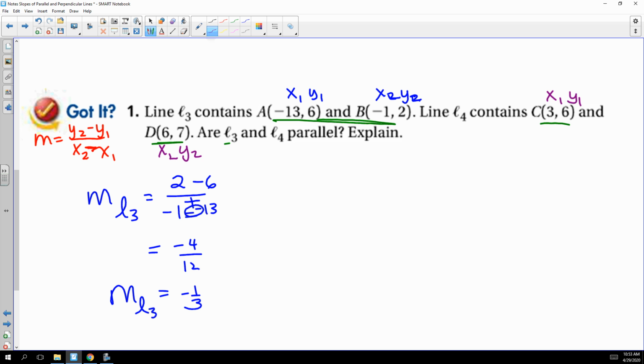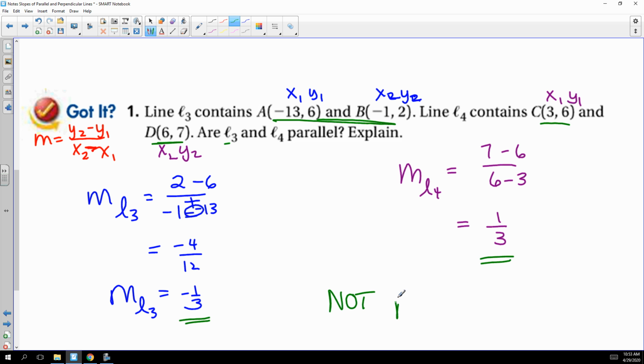Now let's calculate the slope of line 4. 7 minus 6 over 6 minus 3 is going to be equivalent to 1 over 3. So let's pay attention to what we've got here. We've got the slope of negative 1/3 and the slope of positive 1/3. These are not parallel because they are not equal slopes.